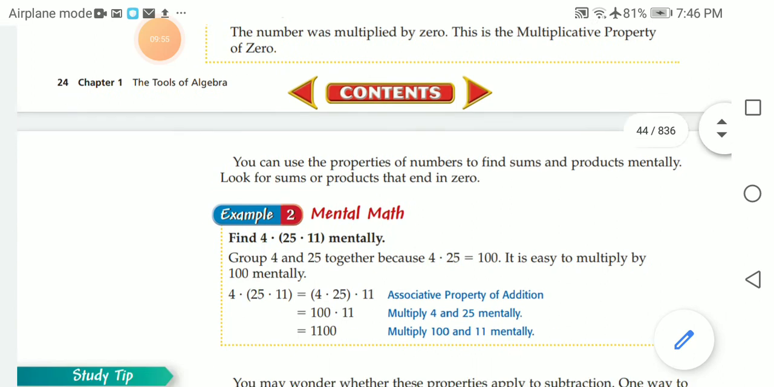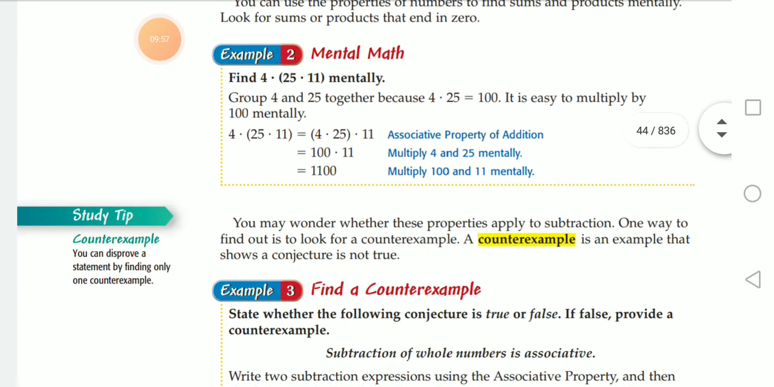Easy now? Okay, example 2: mental math. Use your own mind now. When I ask you to find 4 times 25 times 11 mentally, what should I do now? Group 4 and 25. Why? Because 4 times 25 gives you what?